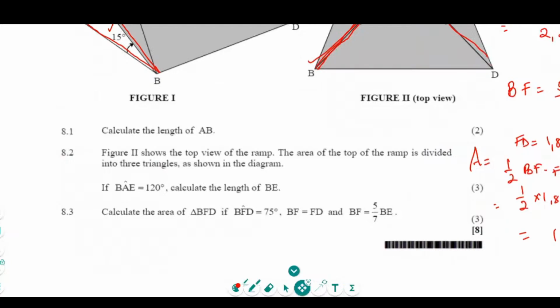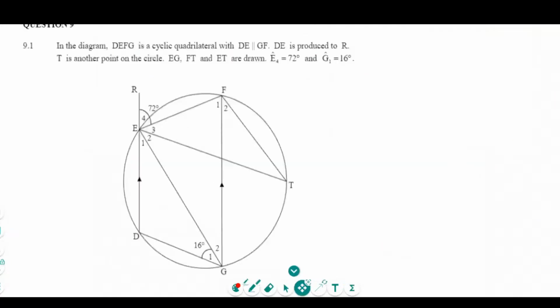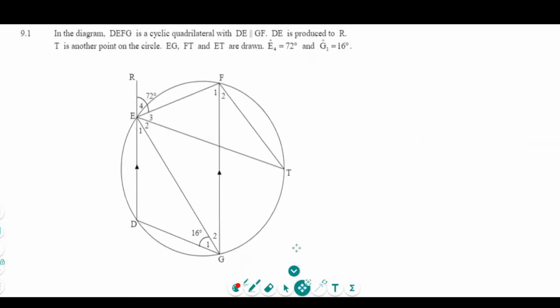Okay, so that is question number 8. We're moving, we're getting there. Question number 9, Euclidean geometry. With this, if you have highlighters, please try to use them, different colors, to see what exactly is going on, so that you don't waste a lot of time.